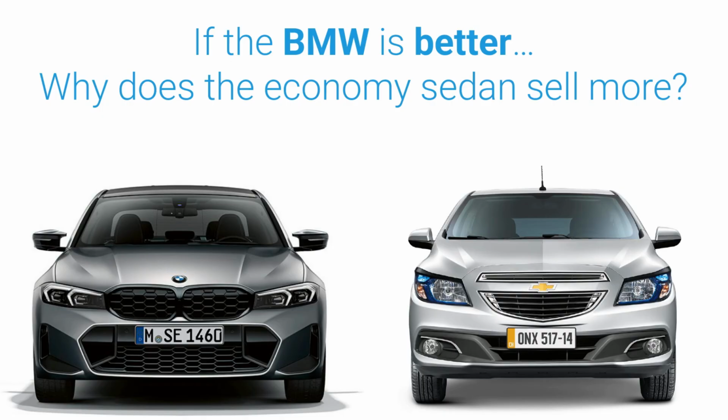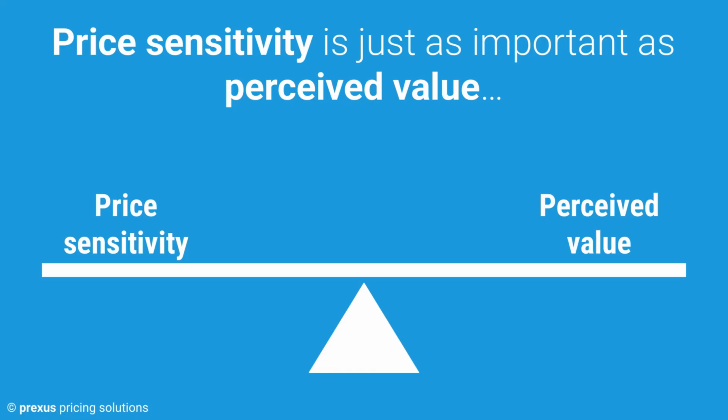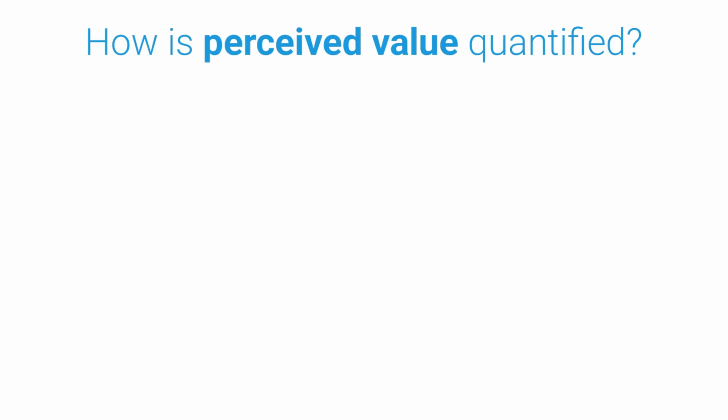But if a BMW is clearly better, why are more economy sedans sold in most emerging countries like those in Latin America? Although most people may believe the BMW is better, not everyone has the ability or willingness to pay for it. This ability to pay is known as price sensitivity, and it is just as important as value perception in determining the purchase decision. In this lesson, we'll focus on understanding how perceived value can be quantified in order to arrive at the price of a product or service.